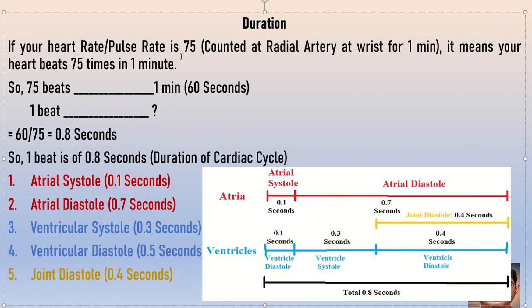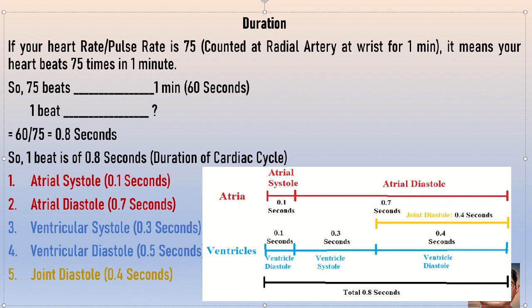Now in this 0.8 seconds, atrial systole is of 0.1 seconds, which means right and left atria contract for 0.1 seconds. Atrial diastole is of 0.7 seconds, which means right and left atria relax for 0.7 seconds. Ventricular systole is of 0.3 seconds and ventricular diastole is of 0.5 seconds.